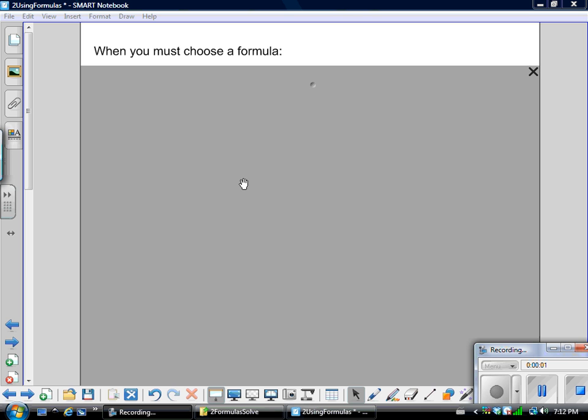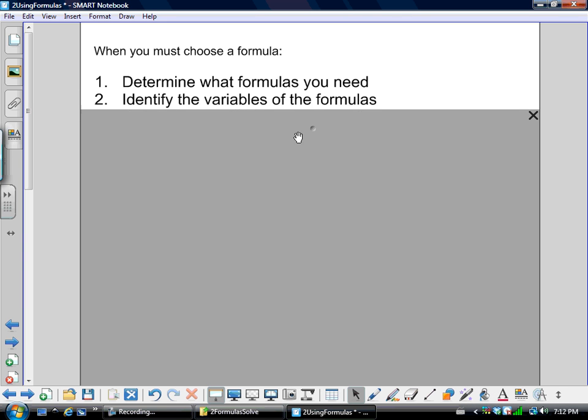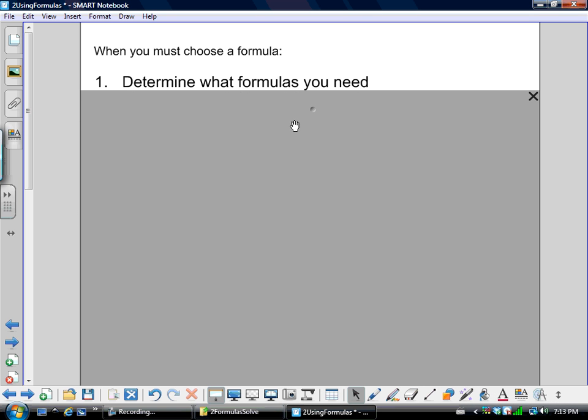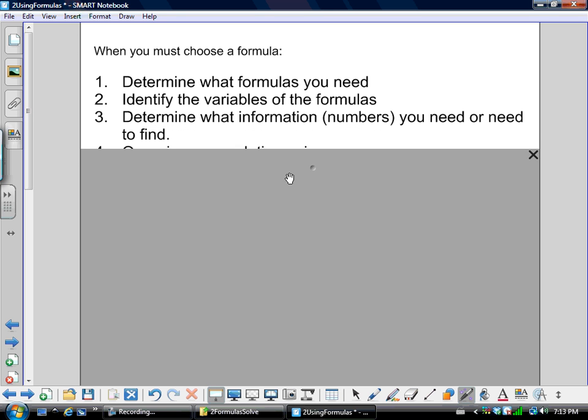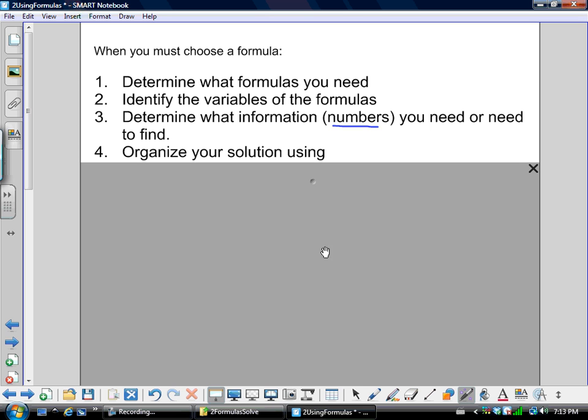Part 2. Sometimes you're not given the formula, but in fact you're going to have to choose the formula. So in this case, I need to determine what formulas I need. I need to identify in those formulas what the variables stand for. I need to determine what information, in other words numbers, I need or need to find. I need to organize my solution, and I need to organize it using English words.